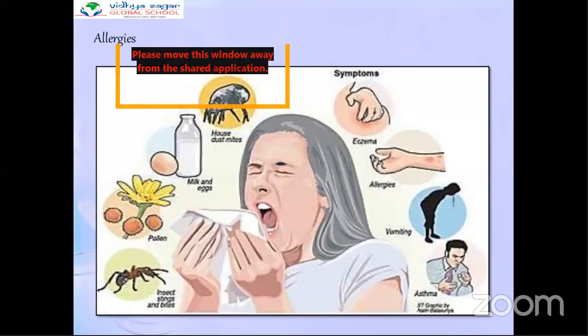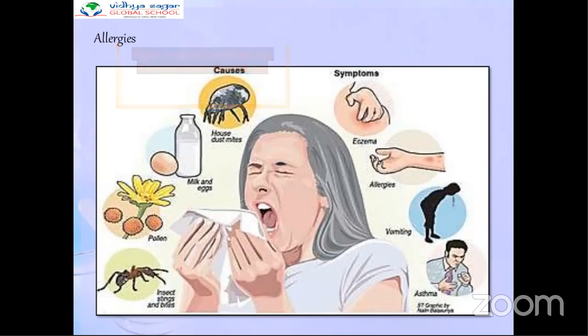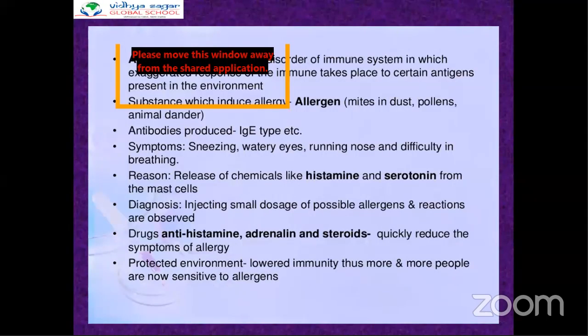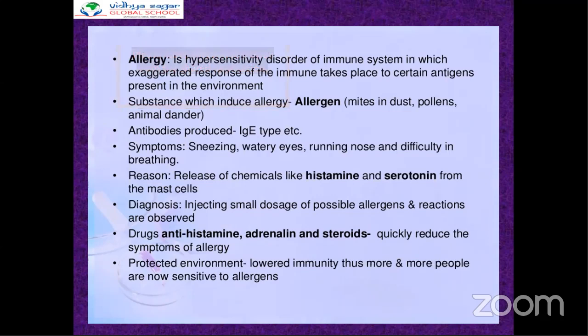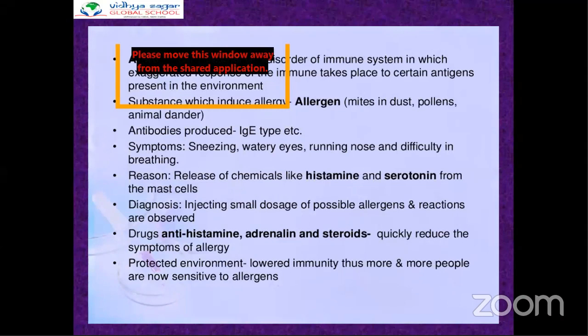Allergies. Any idea about allergies? We'll say no. Always we'll say this one is allergy for me, that one is allergy for me. What is meant by allergy? Allergy is a hypersensitivity disorder of the immune system in which an exaggerated immune response takes place to certain antigens present in the environment. So pollen and dust, as we discussed, may cause dust allergy. Animal fur, that is animal dander, and mites, everything may cause allergies. Sometimes our food, the non-vegetarian foods when we take them, we get allergy in our body. Some medicines, some antibiotics, some cosmetics may cause allergy, right?